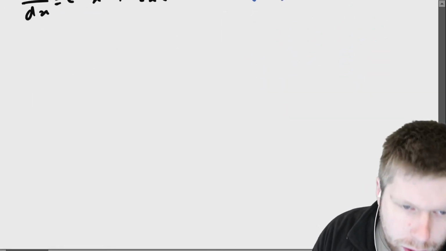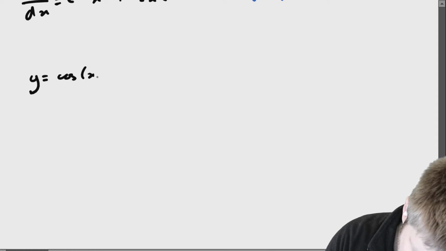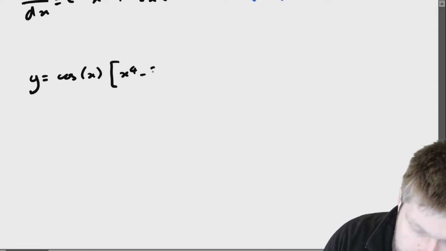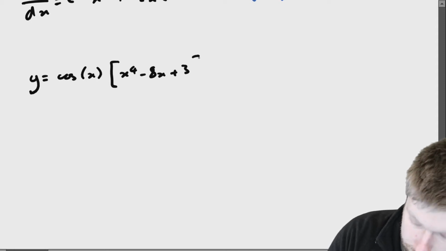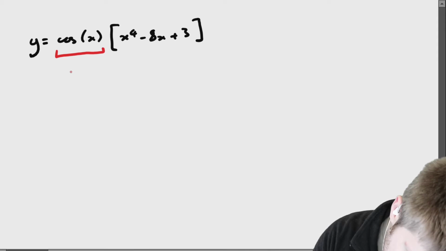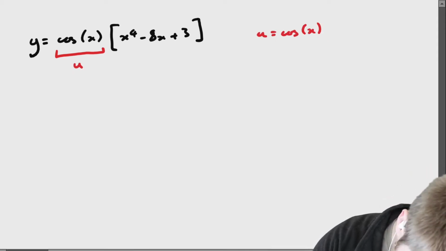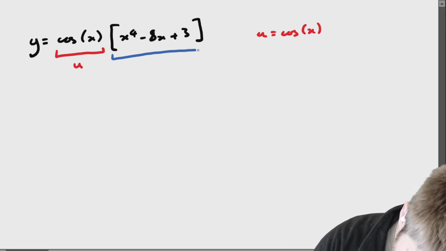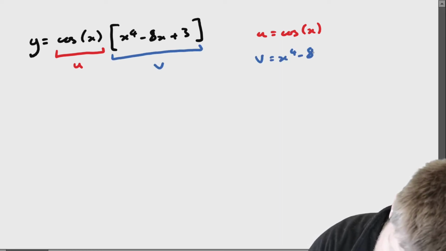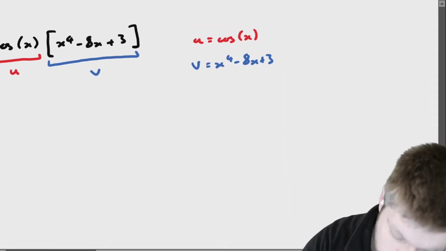All right, let's have a look at another one. Let's have a look at this one. So y equals cosine of x, all multiplied by x to the power of 4 minus 8x plus 3. Let's first of all think about what u is and what v is. Well, u is my cosine of x, so u is equal to cosine of x. My second function being multiplied, so my v, if you like, is x to the power of 4 minus 8x plus 3.